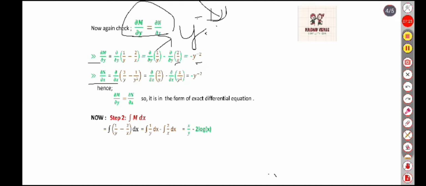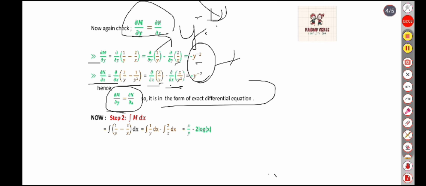Next, dou n over dou x we are doing, means dou n over dou x equal to dou over dou x. This we kept as the n term. So dou over dou x of 3 by y, here no x term, so it is 0. Next, minus dou over dou x of x over y square. So x becoming 0 and this y square, x becoming 1, not 0, because differentiating with respect to x, so it became 1. Now y square we take upside, so it is y to the power minus 2 and minus sign here. These both we see are now equal. So dou m over dou y equal to dou n over dou x is equal, so it is in exact differential equation form.